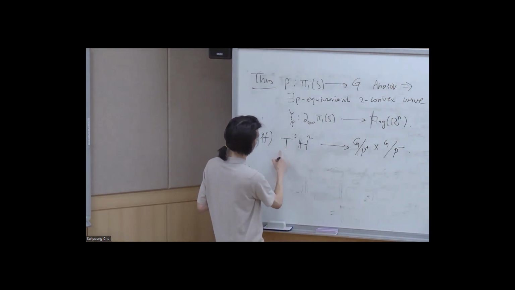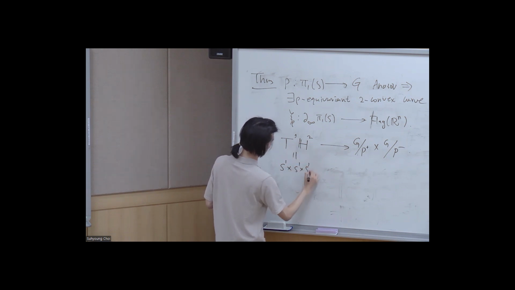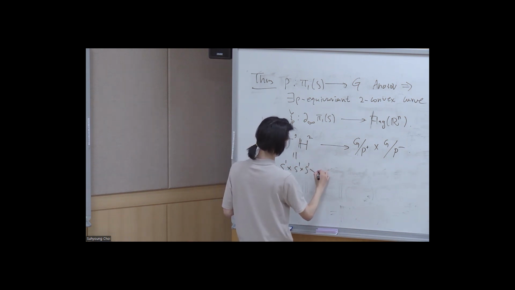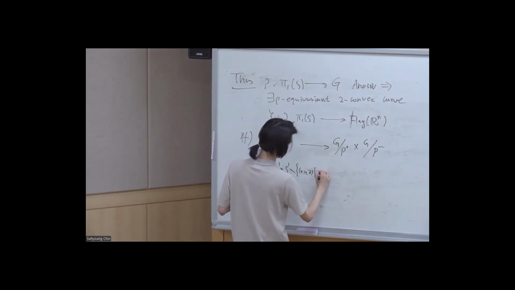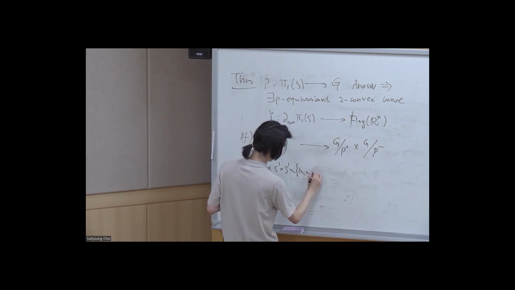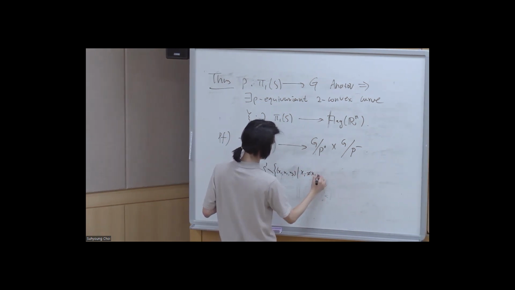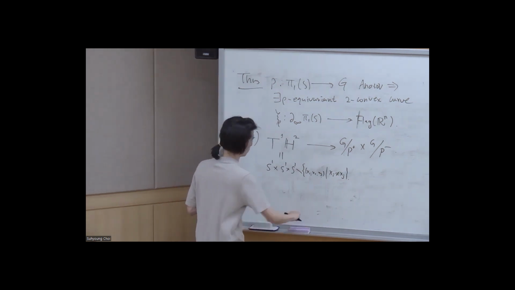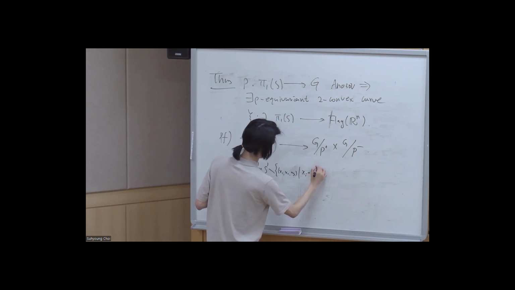And the unit tangent bundle of the Poincare disk can actually be written as follows: S1 times S1 minus, say, the big diagonal. That means x, y, z, let's say X1, X2, X3, where Xi and Xj are distinct. I have to remove this part for some i and j.